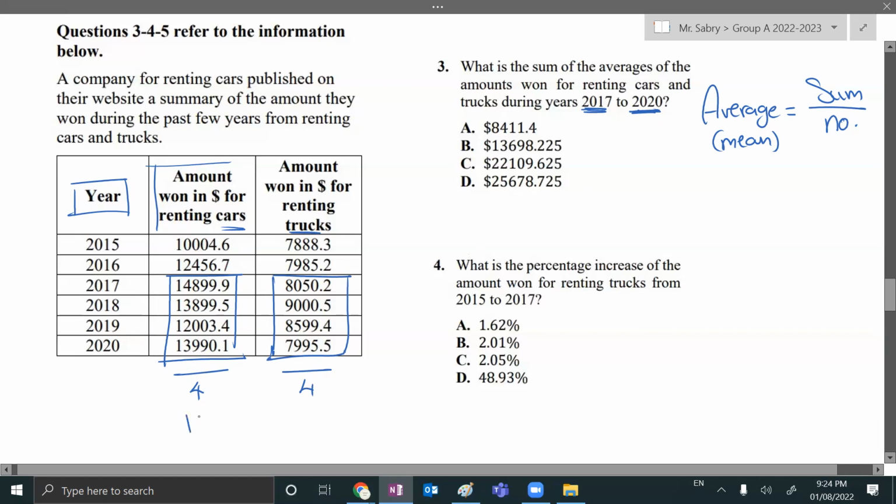Okay, for the cars, it's 1, 3, 6, 9, 8.225. And that's for the cars. Now for the trucks.